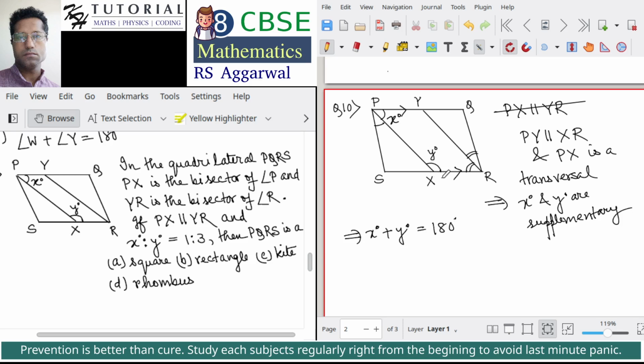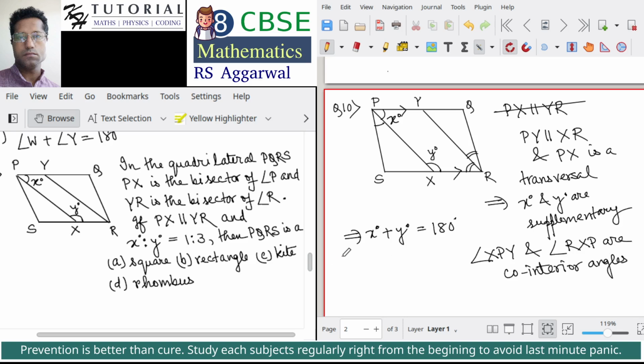Since x degree and y degree are supplementary, that is fine, but it is wrong to say that x degree and y degree are co-interior angles. No, that is wrong. Actually, angle XPY and angle RXP are co-interior angles, since PY is parallel to XR and PX is a transversal.